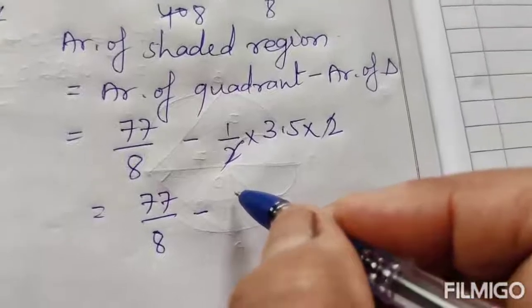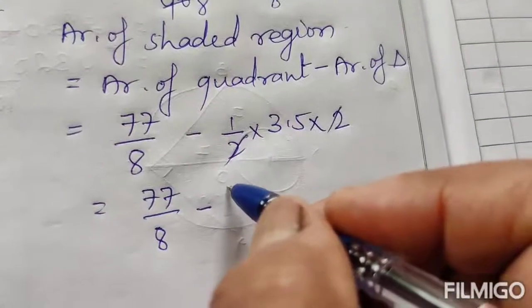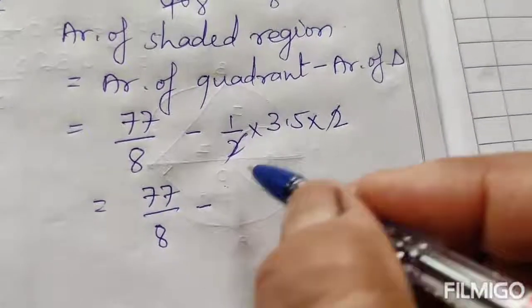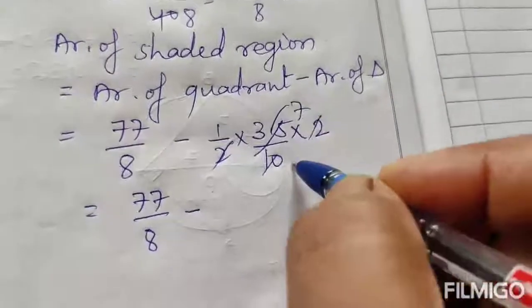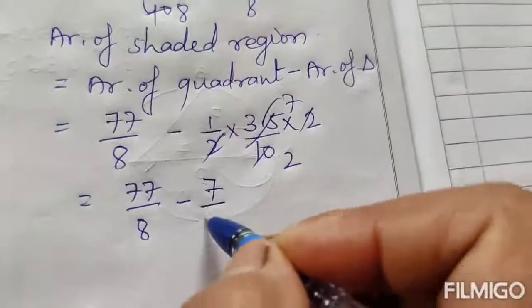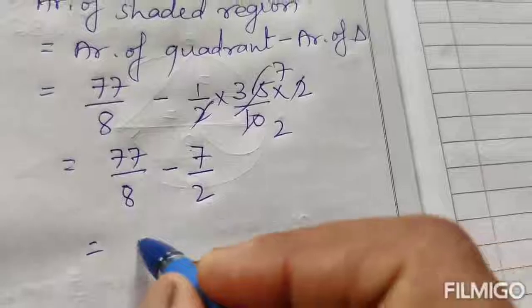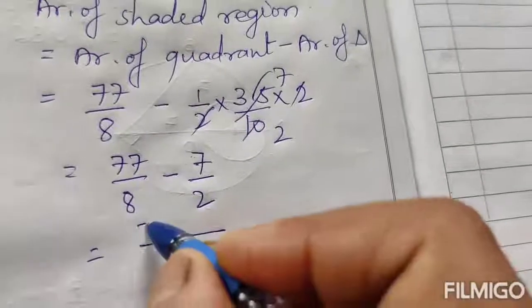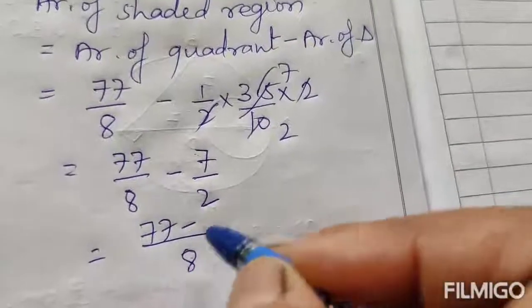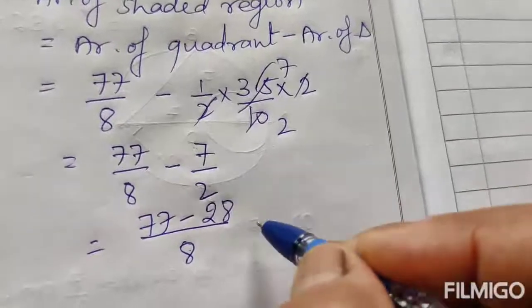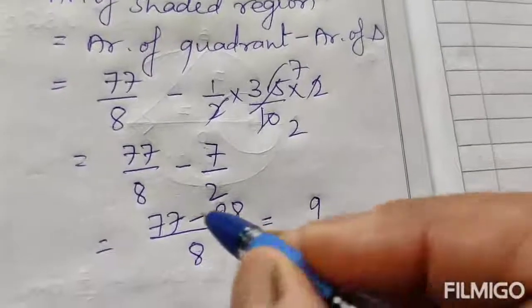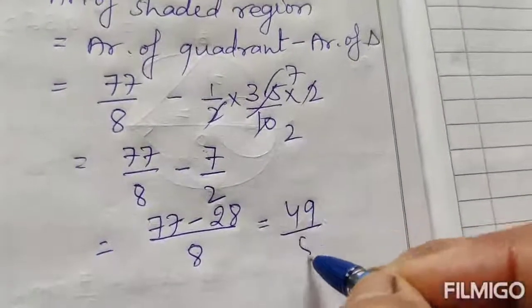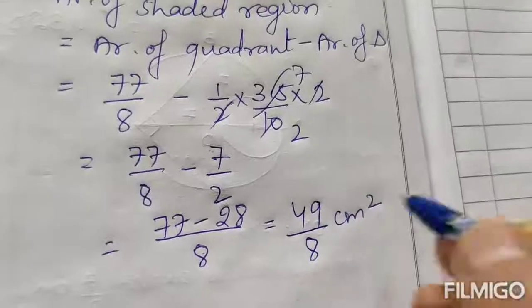You can write in the fraction 35 by 10, or taking the 7 by 2. Now taking LCM 8. 77 by 8 minus 28 by 8. 77 minus 28 equal to 49. So the answer is 49 by 8 centimeters.